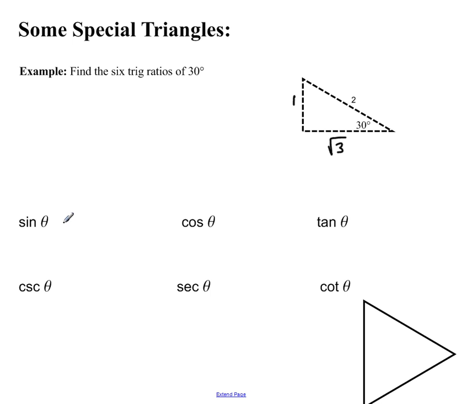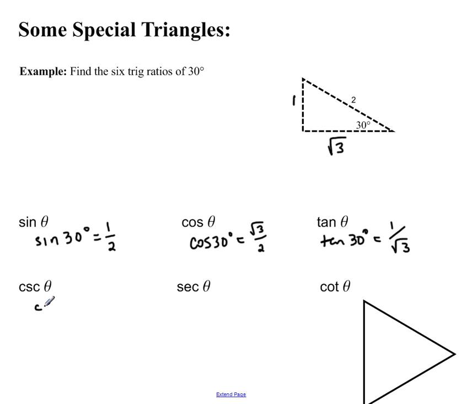So what does that mean? Well, for the sine of 30 degrees, we're going to get a ratio of opposite to hypotenuse, 1/2 in this case. For the cosine of 30 degrees, we're going to get the ratio of adjacent to hypotenuse, which is square root of 3 over 2 this time. And for the tangent of 30 degrees, we're going to get the ratio of opposite to adjacent, which is 1 over the square root of 3.